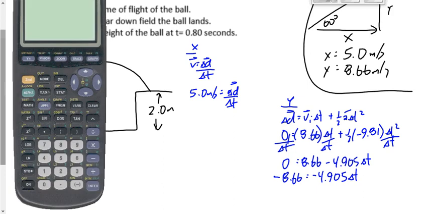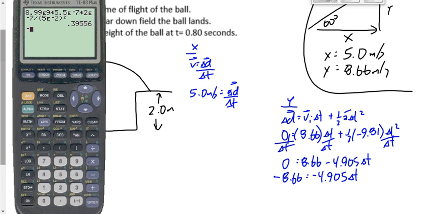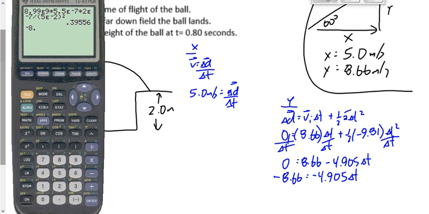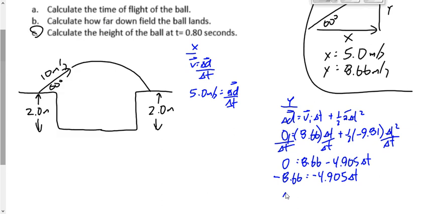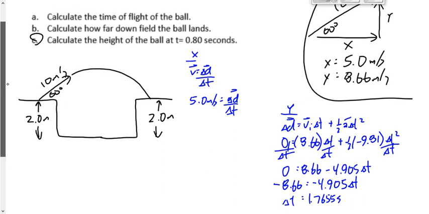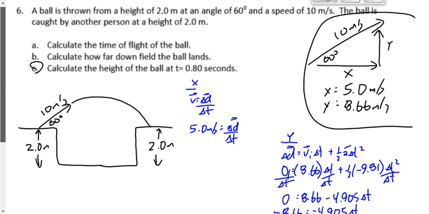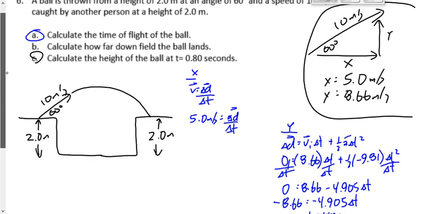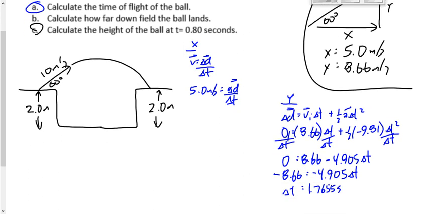So we're going to say 8.66, or really it's negative 8.66, divided by negative 4.905 gives me a time of 1.7655 seconds. Now, I want to write down that unrounded number, but because I'm looking for the time specifically in A, I'm going to also round it to 2 digits.